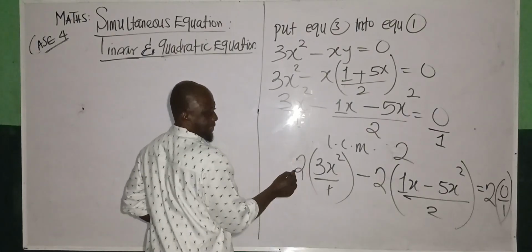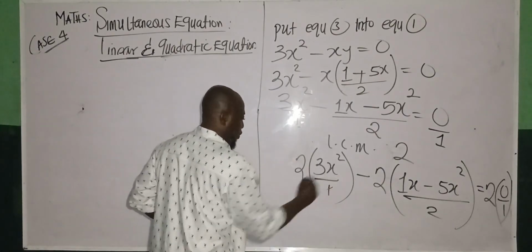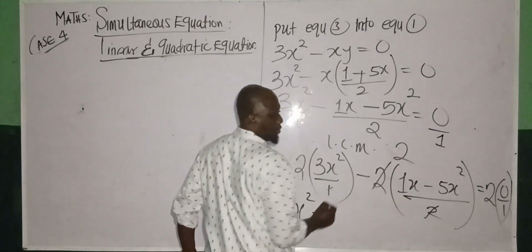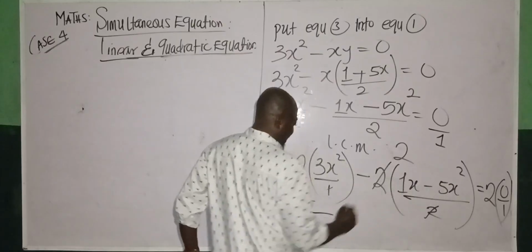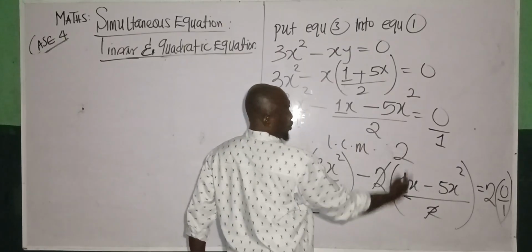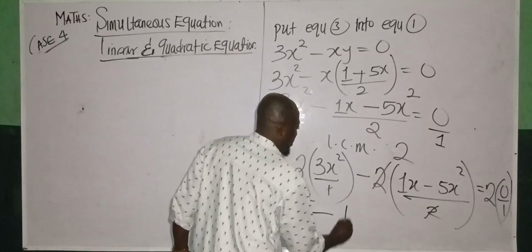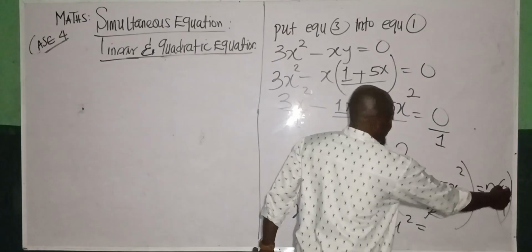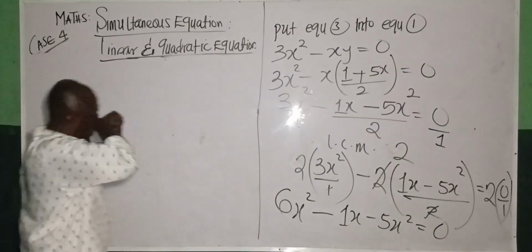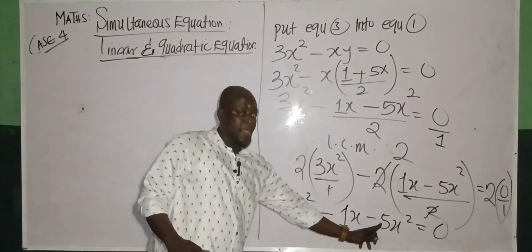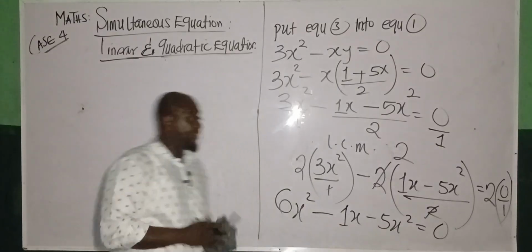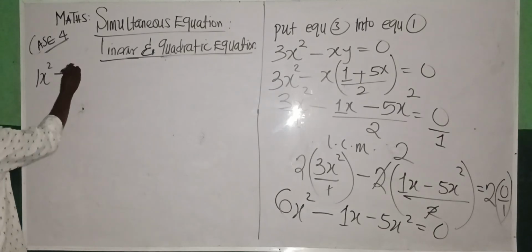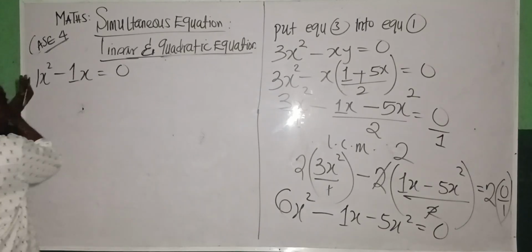When this cancels this, we are having here to be 2. So 2 times this one now, I'm having 6x squared. So minus, this 2 cancels this 2. So this one, when you open the bracket, remember when we open the bracket, this is what we have. So don't change this one again to plus, please. So this will give us 1x minus 5x squared. This one cancels this one. It's 2 times 0 will still give you 0. So from this point, I have that 6x squared minus this one. That is 6x squared minus 5x squared. I will have it as 1x squared or x squared. It's up to you. So I have this as this.